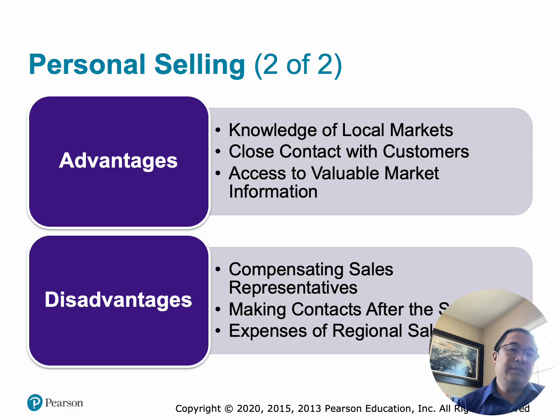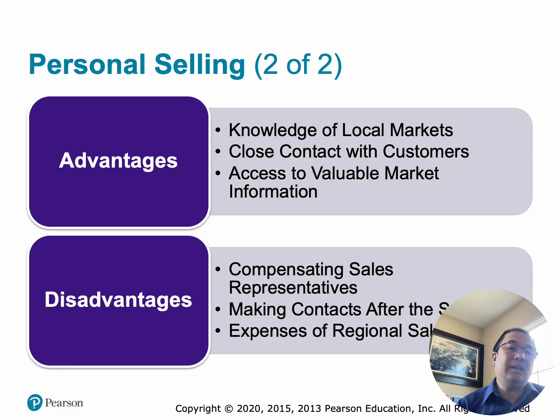There are disadvantages to personal selling. Number one, compensating sales representatives. Personal selling is expensive. The costs include salaries, commissions, bonuses, benefits, and training. A multinational company with hundreds of salespeople worldwide may spend millions annually on compensation.